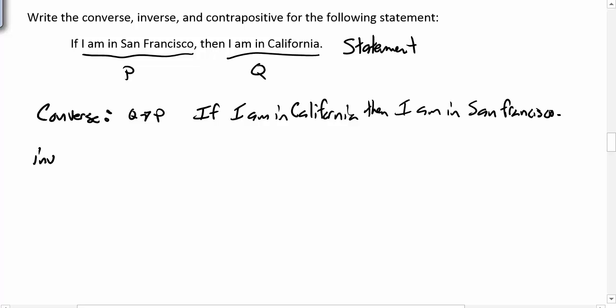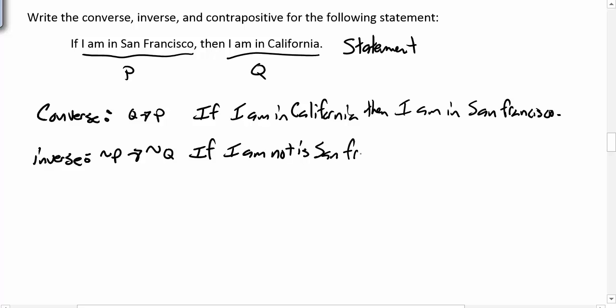The inverse, okay, and that's not P to not Q. So if, and I just negate the P statement, if I am not in San Francisco, then I am not in California.